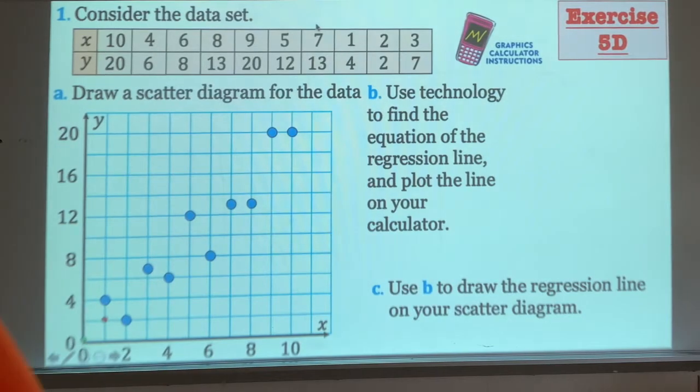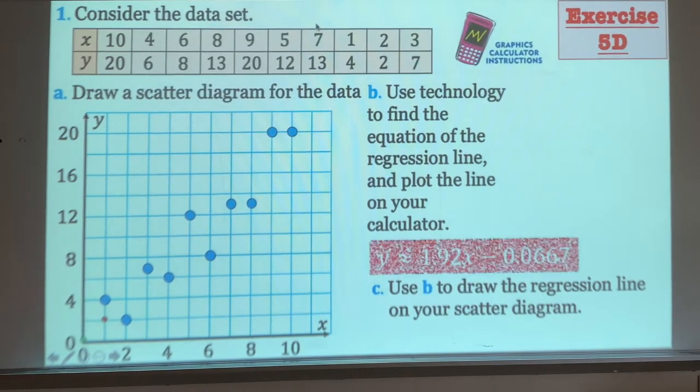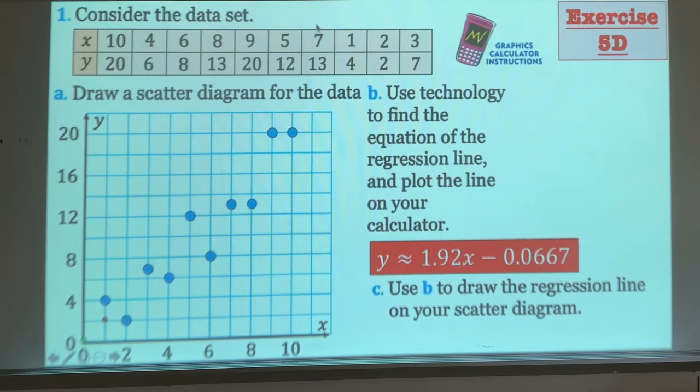So when you round, you end up with 1.92x minus 0.0667. I don't know why I said 2 decimal places. What I really meant was you're going to go to 3 significant figures. Sorry, I'm just checking big through.